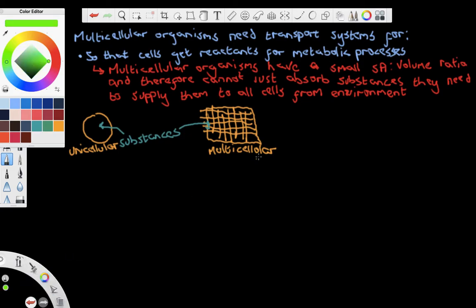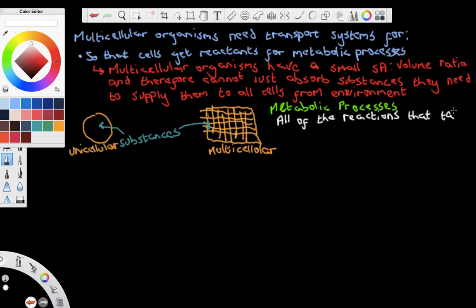Now, just to tidy this up a bit, metabolic processes are basically all of the reactions that take place within a cell. Okay.